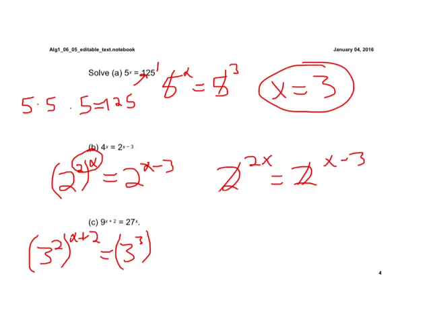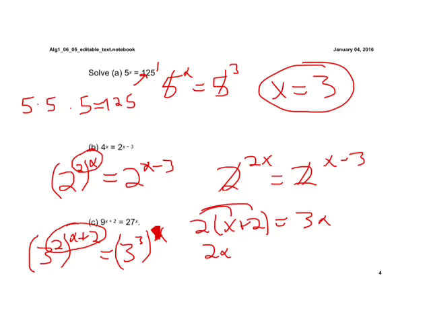So what we need out there, we need our x still. Now, power of a power, multiply. So what we have here is 2 times x plus 2. So let's rewrite that. 2 times x plus 2 equals 3x. Now, remember when we're multiplying, we have to distribute. So 2x plus 4, 2 times 2 is 4, equals 3x.